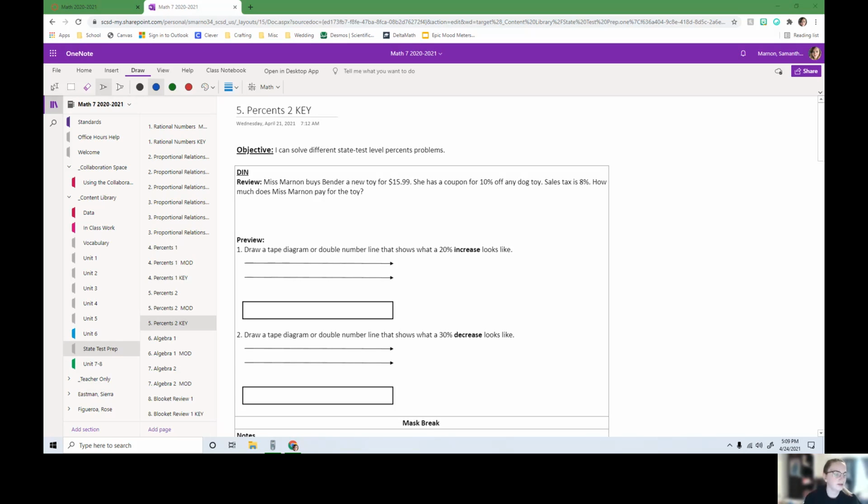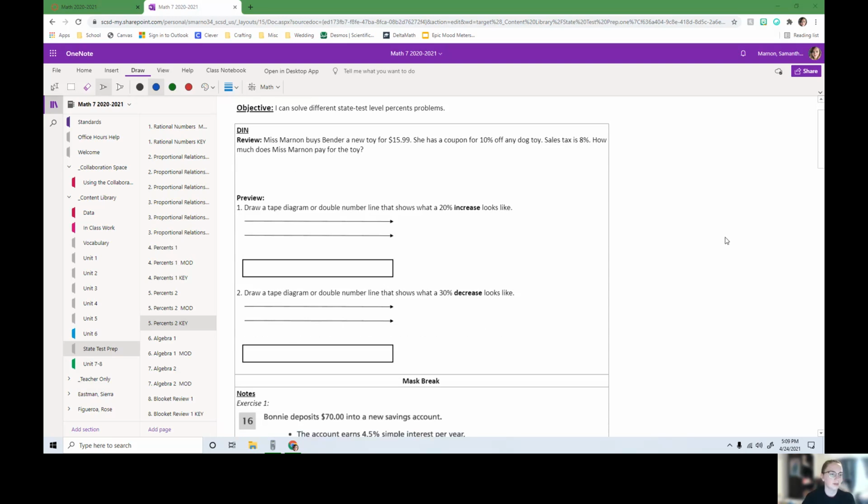So we're gonna kick off this week with percents review. Last time we did some sales tax, we did some tip and discounts. Today we're gonna do other kinds of percent problems like percent increase and decrease. So our objective today: I can solve different state test level percents problems.